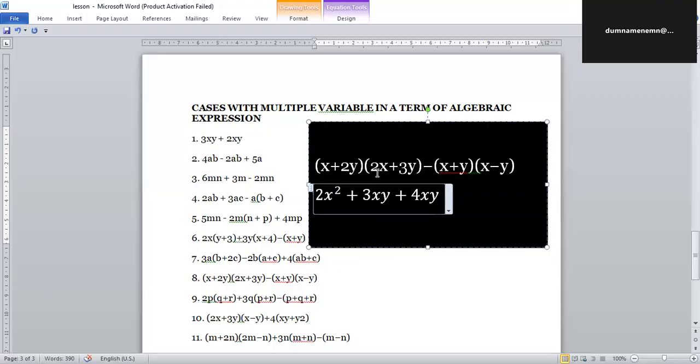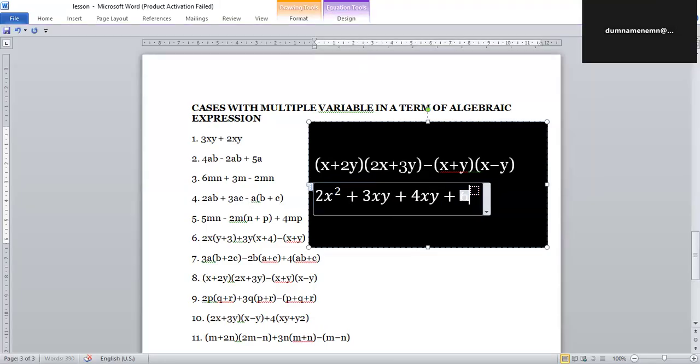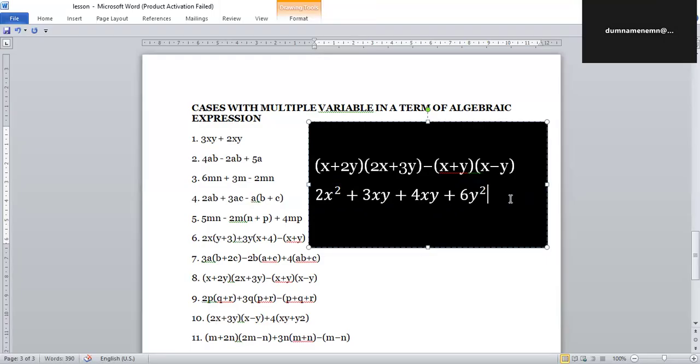2 multiply 3 is 6, y multiply y, I'm gonna have it to be what? 6y squared. When the same variable multiply, you're gonna have an index of 2. Okay, we are done with that. Now let's move to the next one.